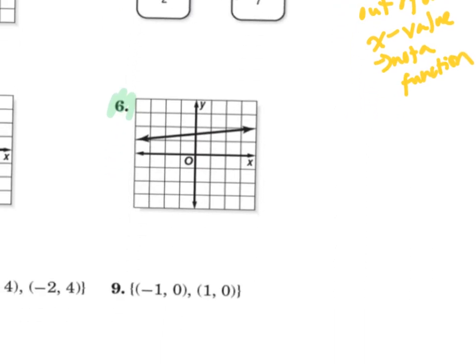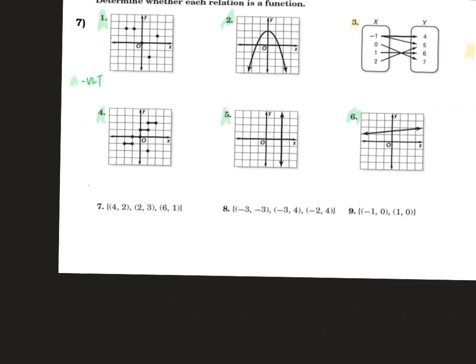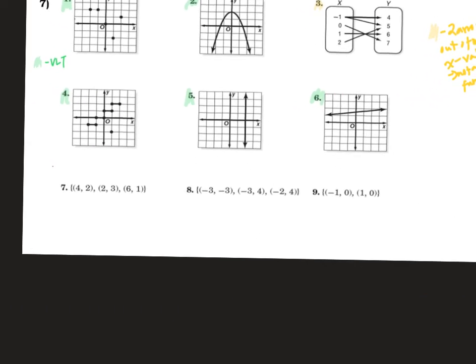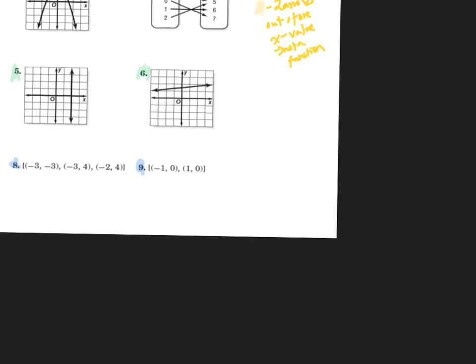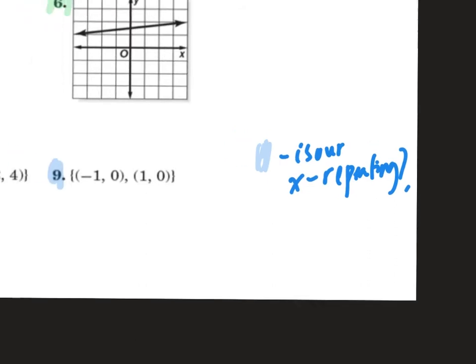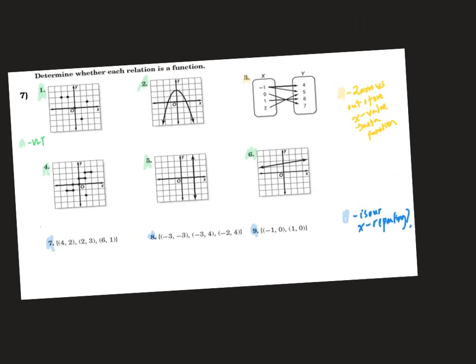And then finally, for relations that are represented as sets, I'm going to make those blue. Whenever something is labeled blue, we want to use our rule: look to see if our x value repeats. So if it's blue, is our x repeating? Because if it's repeating, then it's probably not going to be a function as long as the y value is different. Okay, let's draw out the greens.